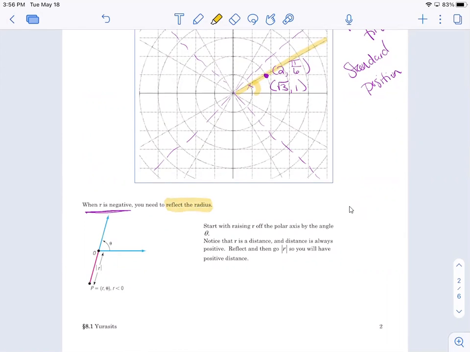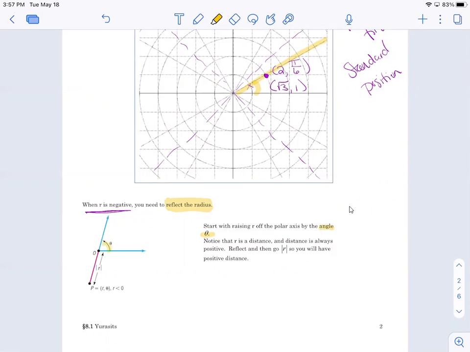Okay. So here are some instructions I took straight from your textbook. Start with raising R off the polar axis by the angle. So always graph this first, your angle theta. Notice that R is the distance, and distance is always positive. But since it's negative, it's talking about a reflection. So we'll do an exact example so it makes more sense.